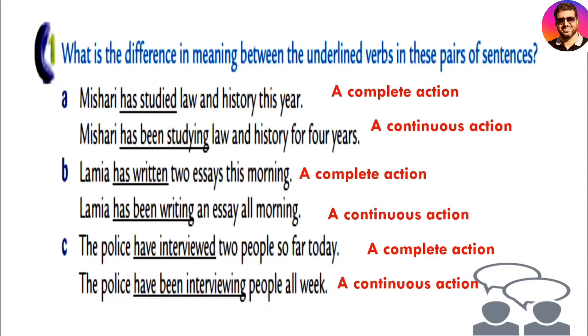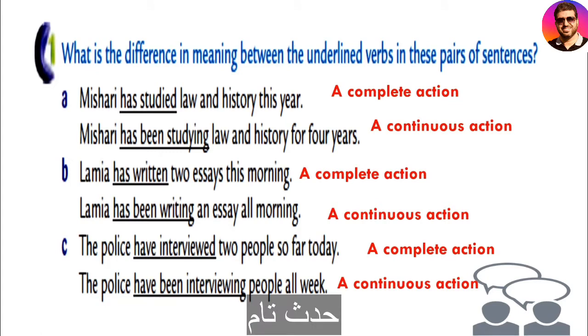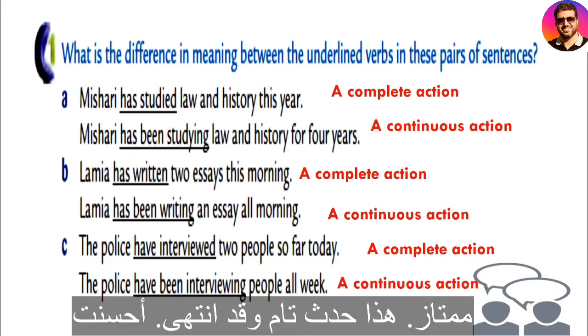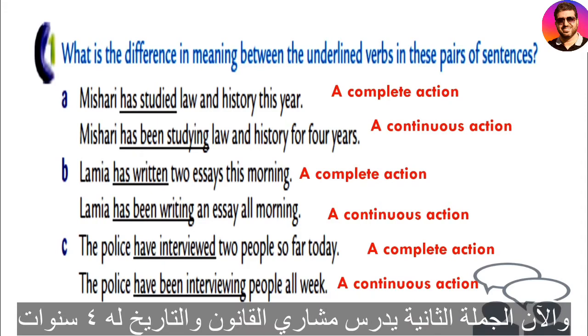All right, so who can do the first one? Ibrahim, please. Mishari has studied law and history this year. Complete. This is a complete action. Yes, excellent. This is finished. Very good, Ibrahim. Now, the second one, Mishari has been studying law and history for 4 years.